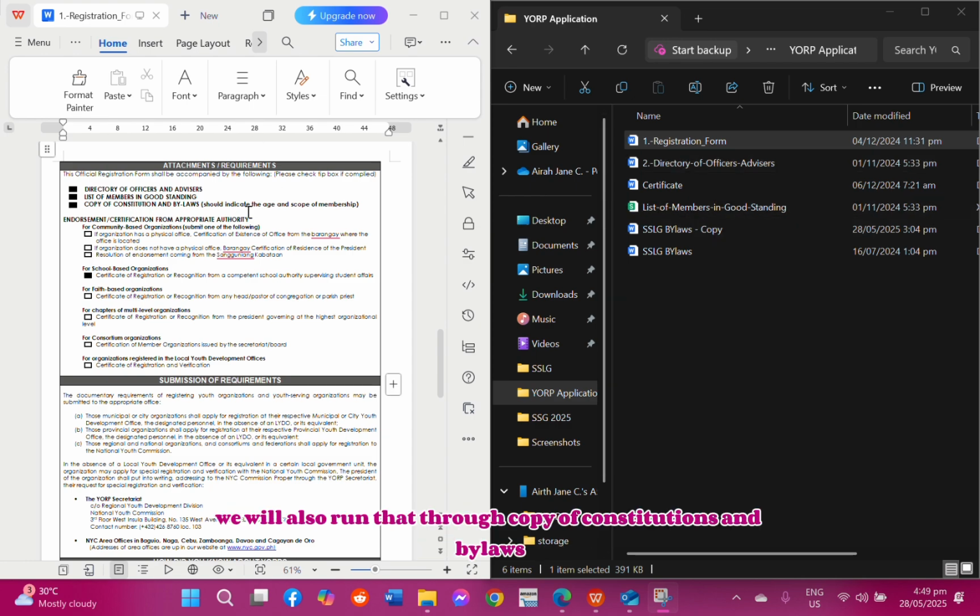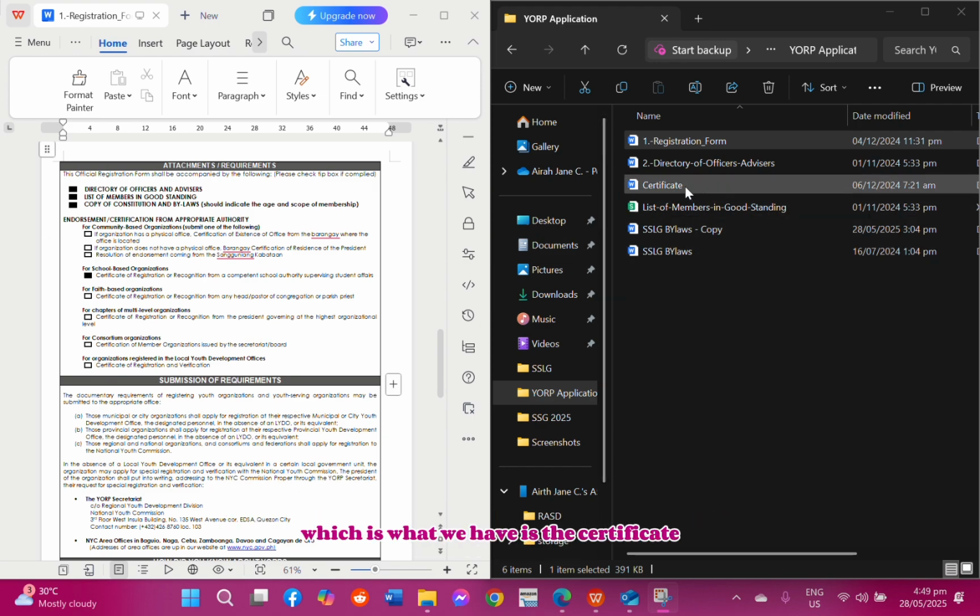Copy of constitutions and bylaws, which we will also run through. And the endorsement and certifications from appropriate authority, which is what we have as the certificate. So for these, they will just be checklists that will serve as your guide if ever you have completed the other attachments necessary for your registration. We will run that through later.